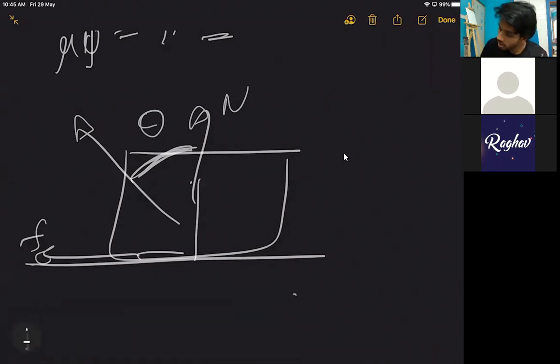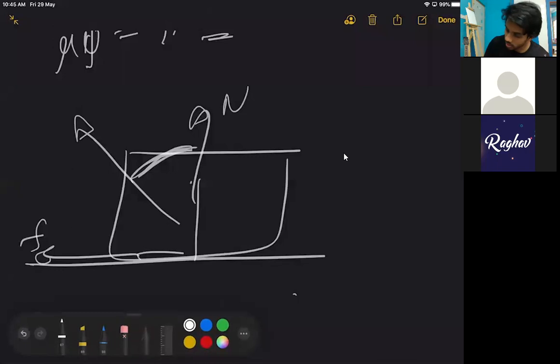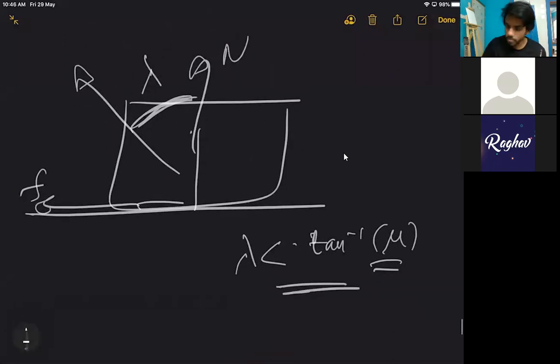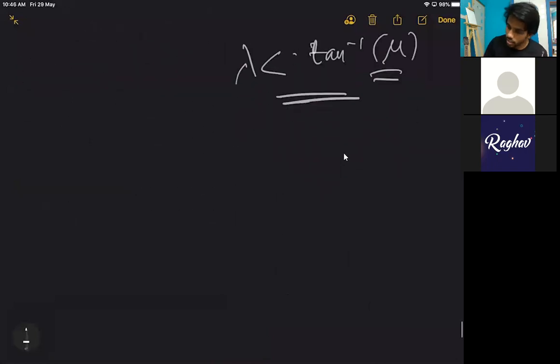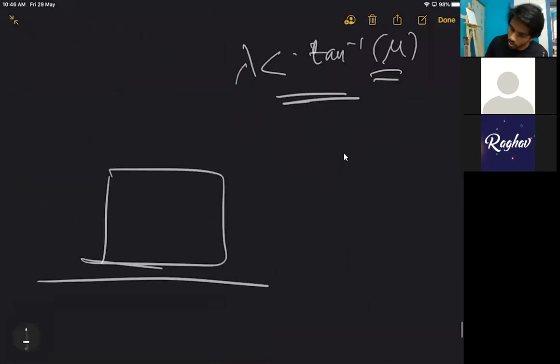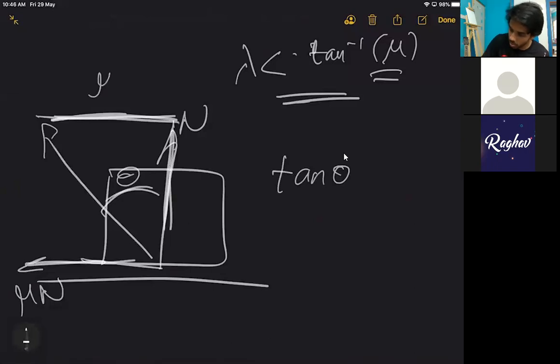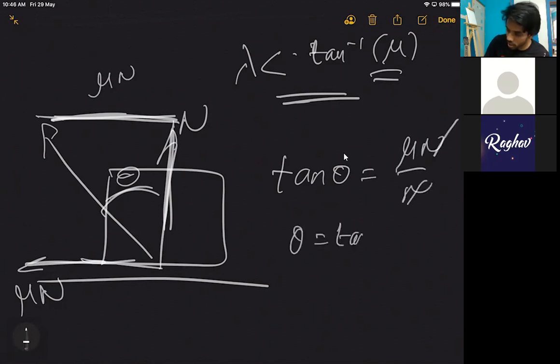So this is the angle of friction, right? Now he's calling this angle lambda, and he says lambda is always less than or equal to tan inverse mu. I'll show you how we can prove this. Let us take a maximum case where the friction is maximum already. So the value of friction is mu n, the normal force is n. If you want to find the angle between them, draw the triangle: tan theta equals the opposite side by the adjacent side. The opposite side's length is mu n, right? So mu n by n cancels out. Theta equals tan inverse mu.